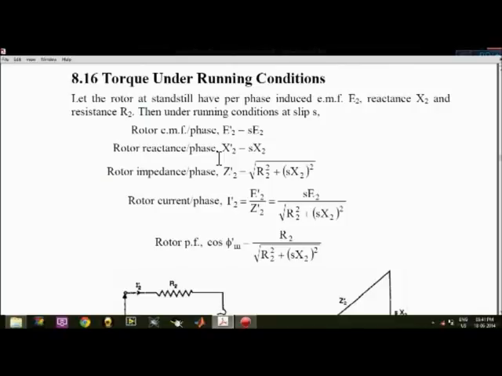Now in the previous video you have seen the rotor EMF per phase, rotor reactance per phase, and rotor impedance per phase. So here is the basic data regarding this. The rotor EMF per phase in the running condition, that means considering the slip, is E2 dash equals S times E2. Similarly the reactance is S times the original reactance, and hence Z2, R2 and the power factor cos phi.